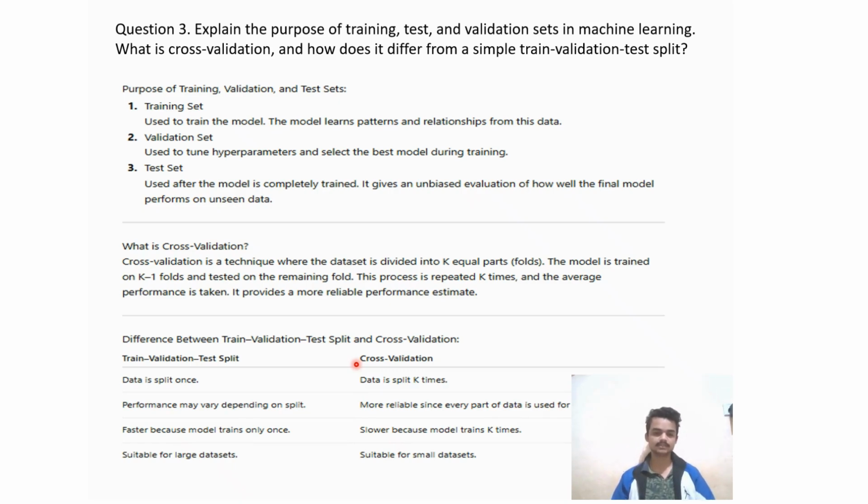Train-validation performance may vary depending on the split, and cross validation is the most reliable since every part of the data is used for it. Train-validation is faster because the model trains only once, and cross validation is slower because the model trains k times. Train-validation is suitable for large data sets and cross validation is suitable for small data sets.